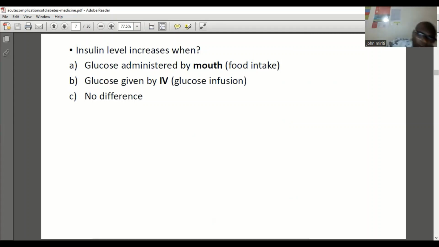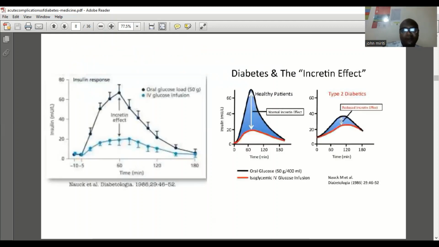If you have two study patients, one patient you give IV glucose, and the other one you give the same amount of glucose orally, the patient who is given oral glucose will have a higher level of insulin, and we will see that just now.